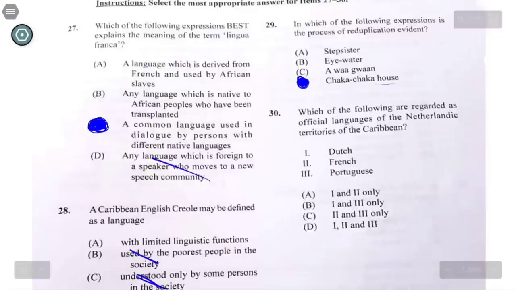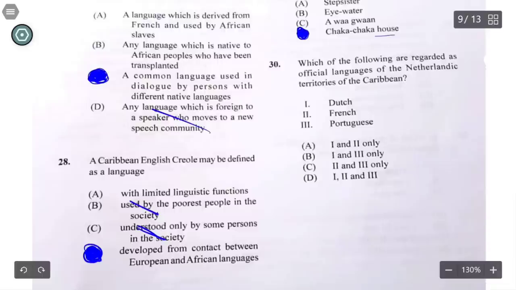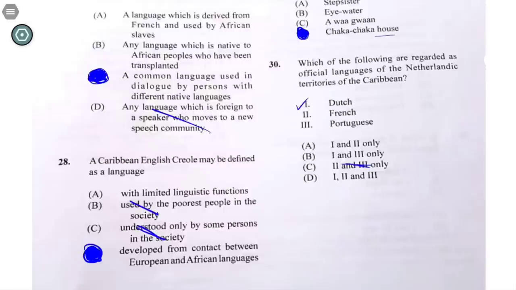30. Which of the following are regarded as official languages of the Netherlandic territories of the Caribbean? Alright, so the options are Dutch, French, and Portuguese. And Dutch, you know for a fact, would be one of the answers. So the answer is either A, B, or D. Now, you need to decide between Portuguese and French. I know about French, but for Dutch territories, I don't know about Portuguese, because Portugal is a whole other country by itself.